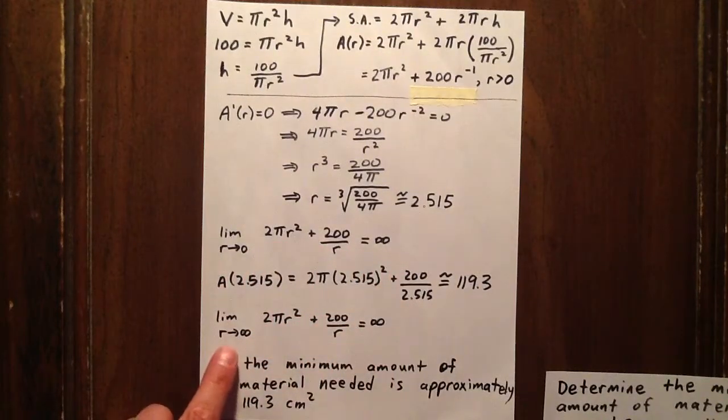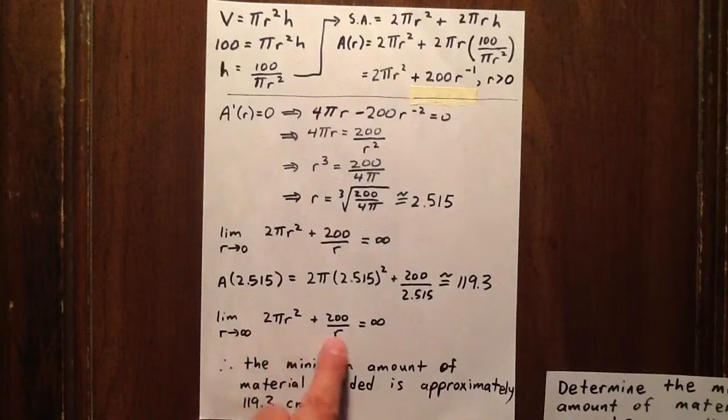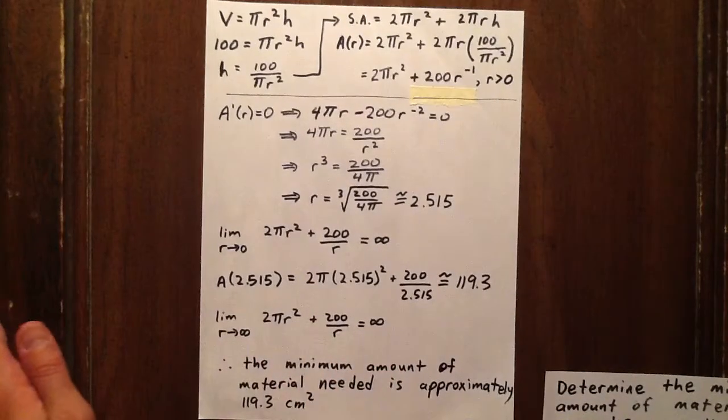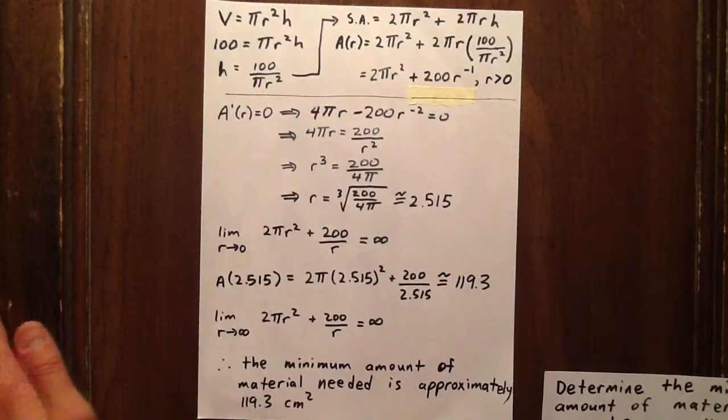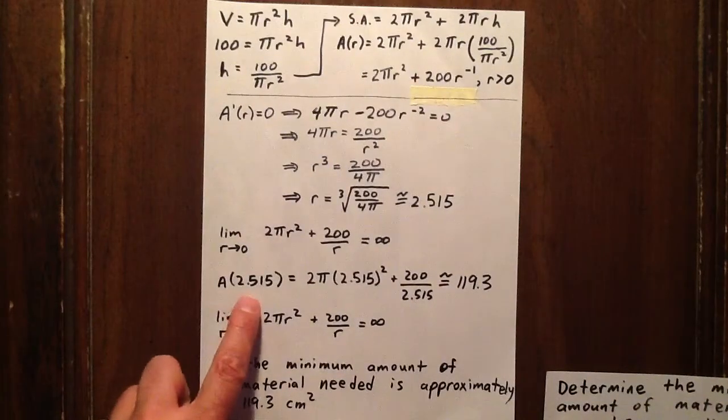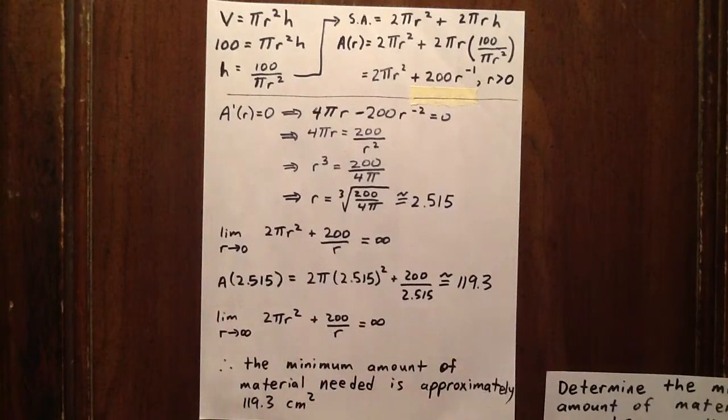And we take the limit as r goes to infinity of our surface area expression, and we get infinity there as well. So those are not going to be the minimum surface areas. When we let the radius be approximately 2.515, we get a surface area of approximately 119.3. So the minimum amount of material needed to make that can is approximately 119.3 centimeters squared.